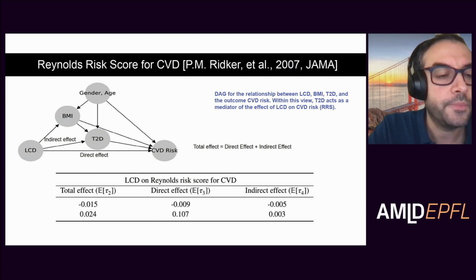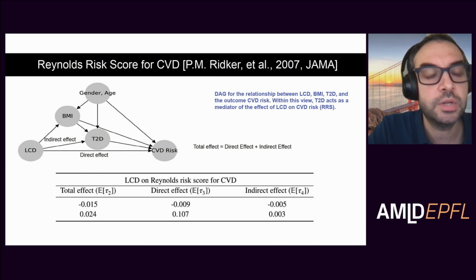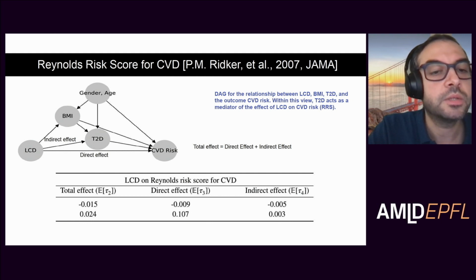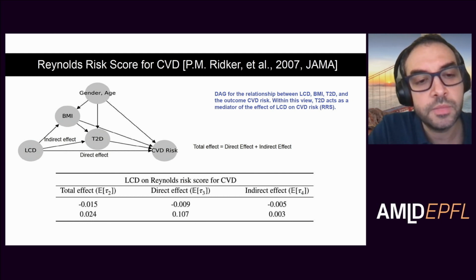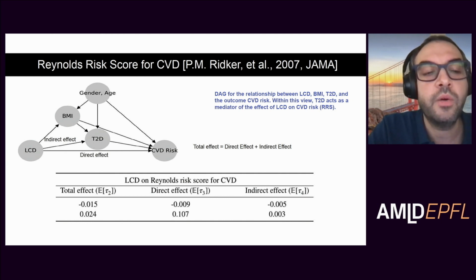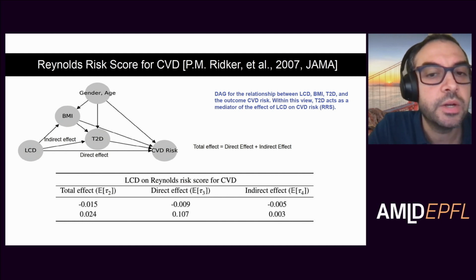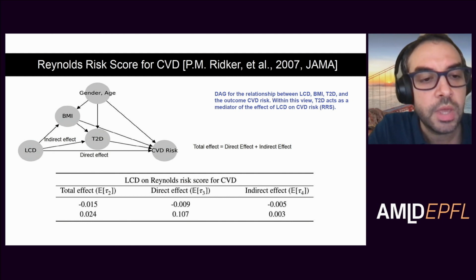And we assume that LCD impacts BMI, type 2 diabetes, and CVD risk. So it means that it impacts CVD risk through BMI and through type 2 diabetes. And here we talk about the indirect effect, or it directly affects CVD risk, and here we talk about the direct effect. The total effect is the sum of these two, and we are interested in the three effects. Type 2 diabetes here is called a mediator, so it means that it mediates the impact of the treatment onto the outcome.